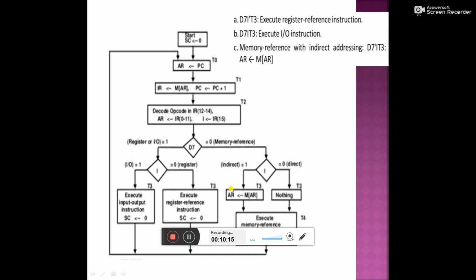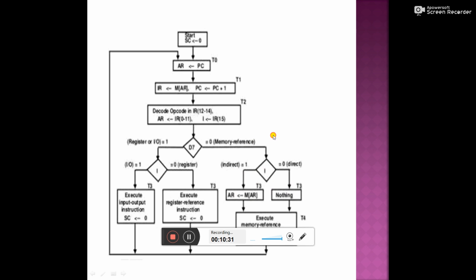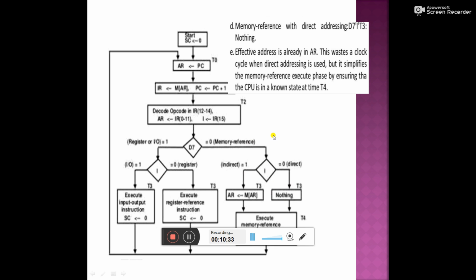Memory reference instruction with indirect addressing means D7 dash I T3. So in this case, we need to read the effective address from memory. Memory reference with direct addressing means D7 dash I dash T3. So the effective address is already in the address register, so no need to refer to memory. Make sure that the CPU is in a known state at time T4. So thank you for watching.